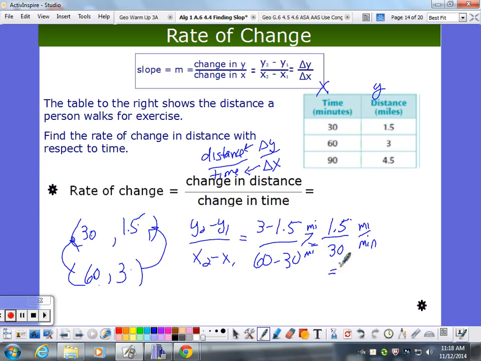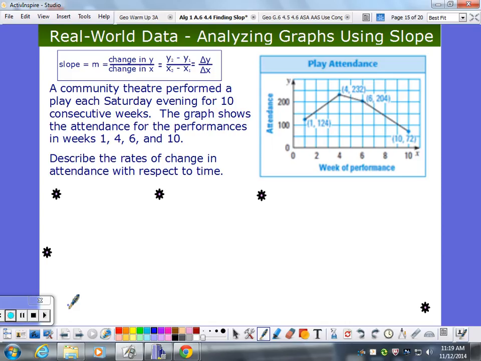It's 0.05. What's my unit? Miles per minute. So what's their rate that they walked? They walked 0.05 miles per minute. So for every minute, it's 0.05. It's slope. Rate of change is slope. So rate of change uses slope. That's how we find miles per hour in a car. It's slope, really.